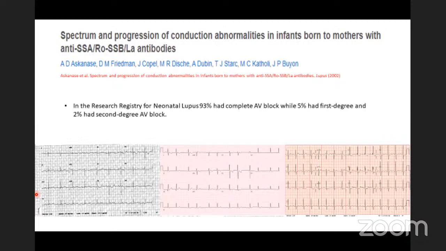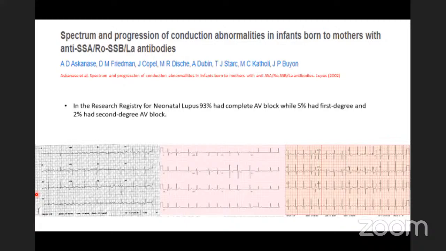So what are the spectrum and progression of conduction abnormalities? If you look at the registries of congenital heart block, most of the patients have complete heart block, but some patients have first degree or second degree heart block. I will not go into much detail on first degree and second degree heart block because this is very basic, and I believe one should read about it.